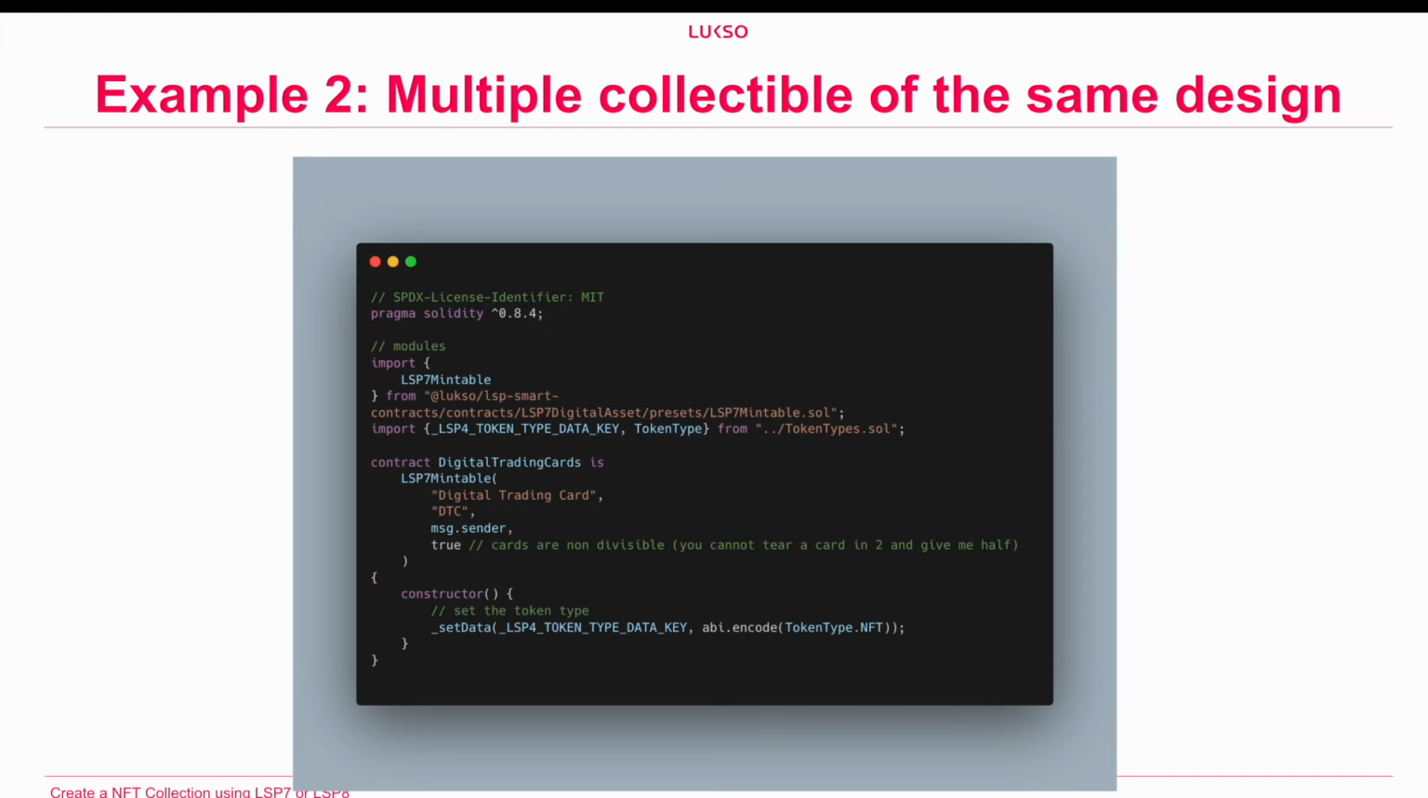And this is how that would look in Solidity. We will still use LSP7, so we can create a large quantity, but we set the non-divisible flag to true, because it's the same as a trading card: you cannot rip it in half and give me half. You just own the full card, or you don't own the card. And you can see here in the constructor, we're going to set the LSP4 token type to be an NFT.